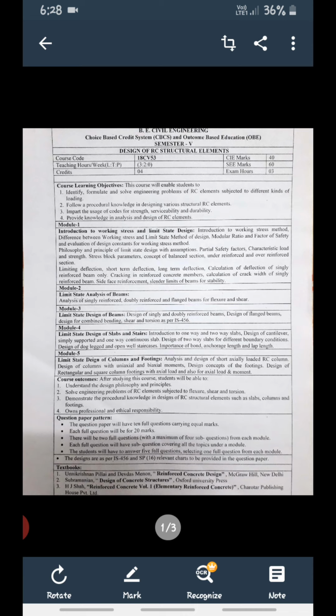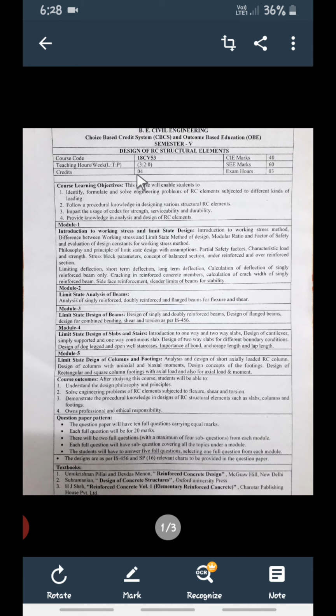From here onwards, in the fifth semester you are studying the design of RCC structural elements. In the next semester, you will study design and drawing of RCC and steel structures, then design of steel structures, and then design of pre-stressed concrete elements in the seventh semester. So the design of elements starts now. Please remember that this is one of the important subjects of the fifth semester.